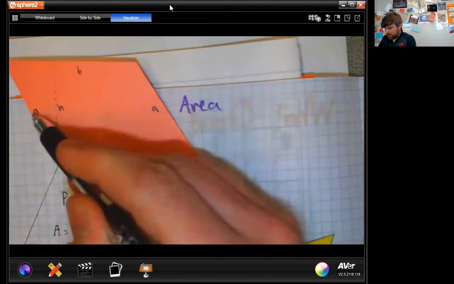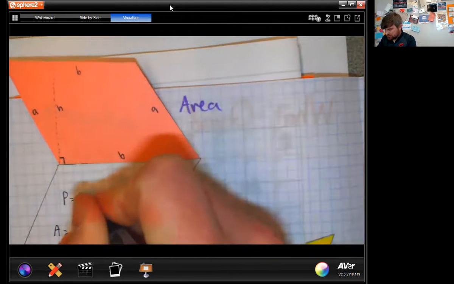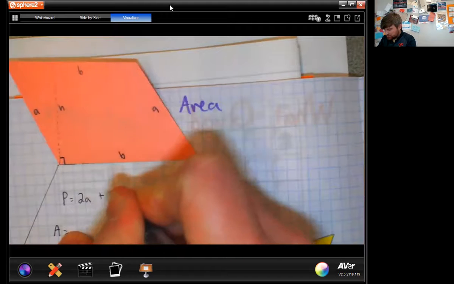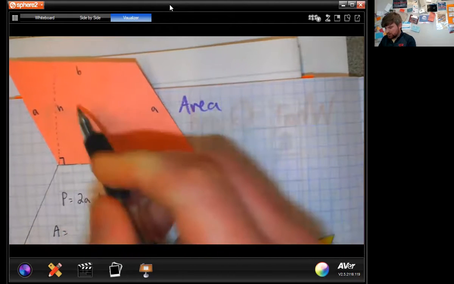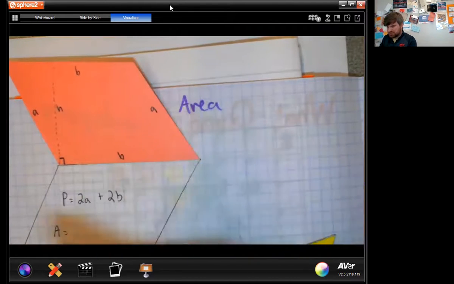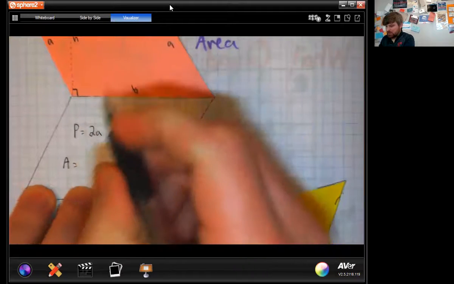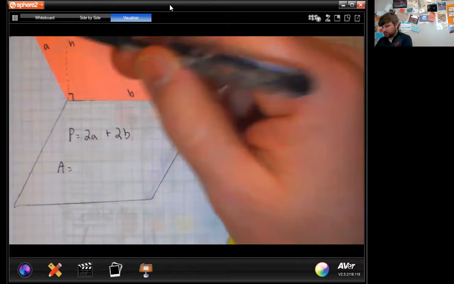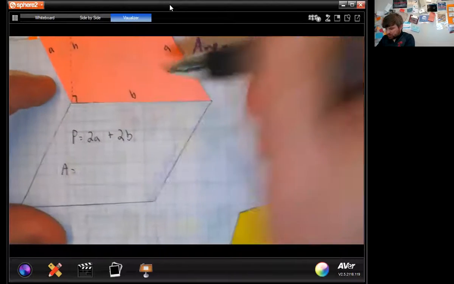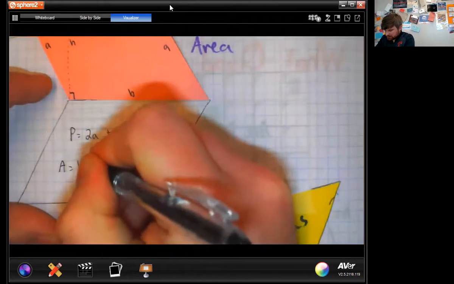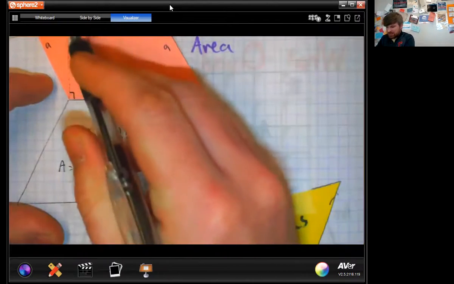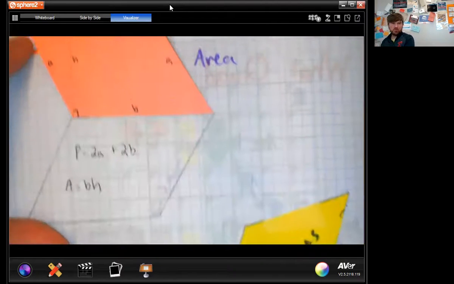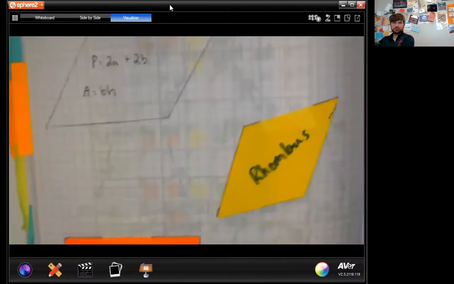Perimeter is just adding up all the sides. So you have 2A plus 2B. You've got B plus A plus B plus A. This is the simplified version. To find the area would be the same as the rectangle. Again, if I cut this off and move it over here, you have B as your base times your height, which is this height H. It's not what A is.